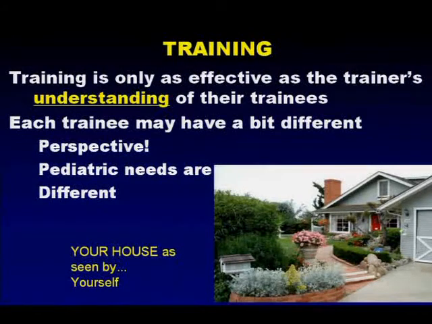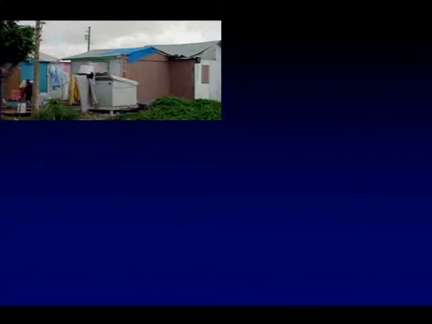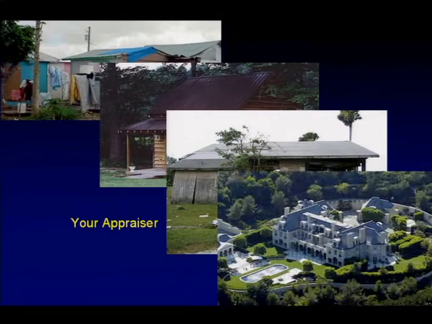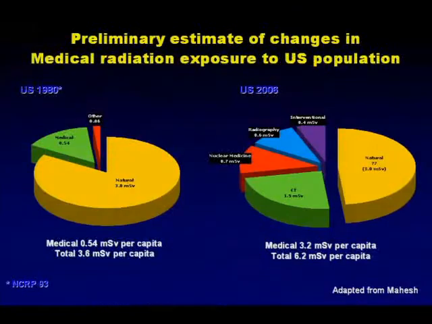This is your house, as seen by you. In the process of selling your home, who would view your house this way? Well, obviously your lender. Who would view your house this way? All the same house now, of course. Well, this would be your buyer. Your house would be viewed this way by your appraiser. And finally, who would view your house this way? Your tax assessor. Okay? So everybody has a different perspective, and we need to be cognizant of that when we do training.